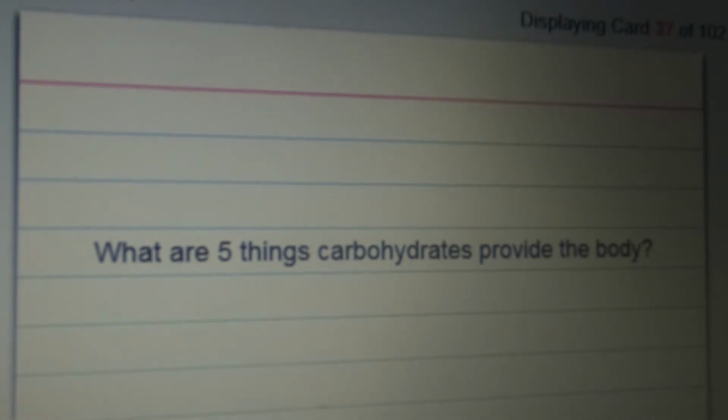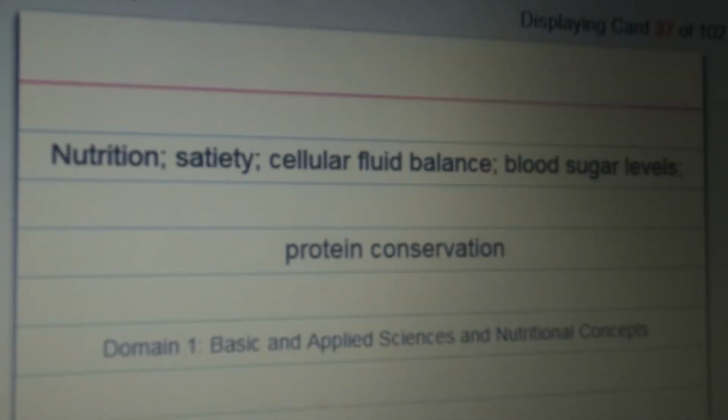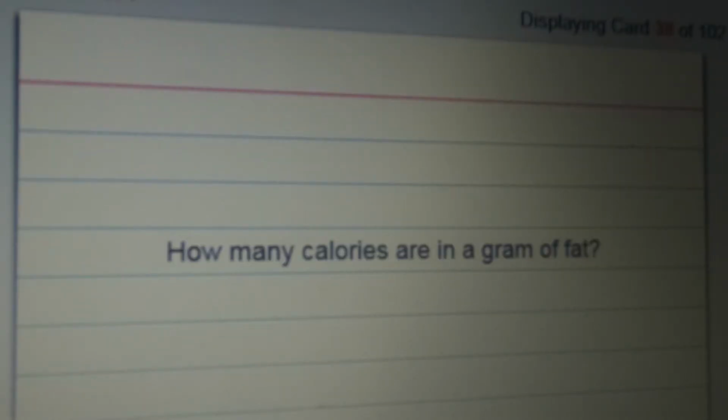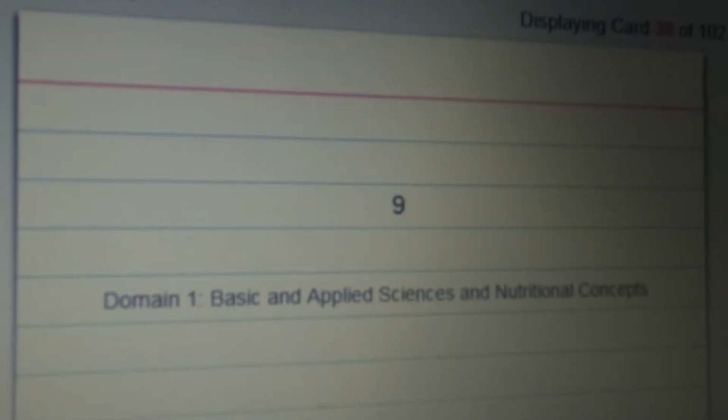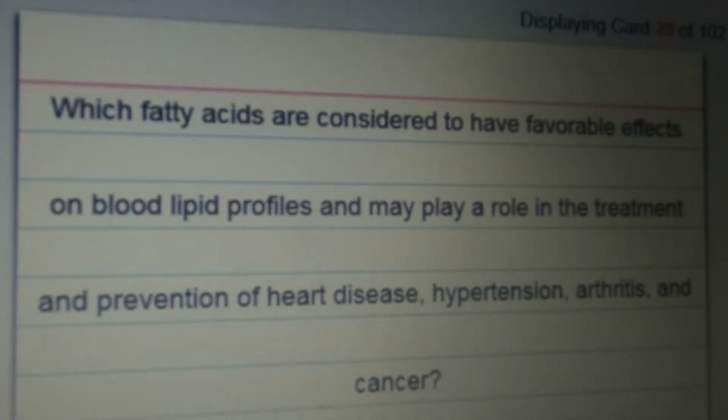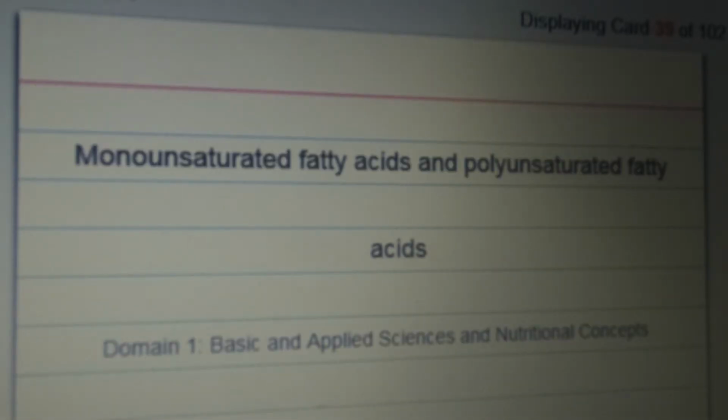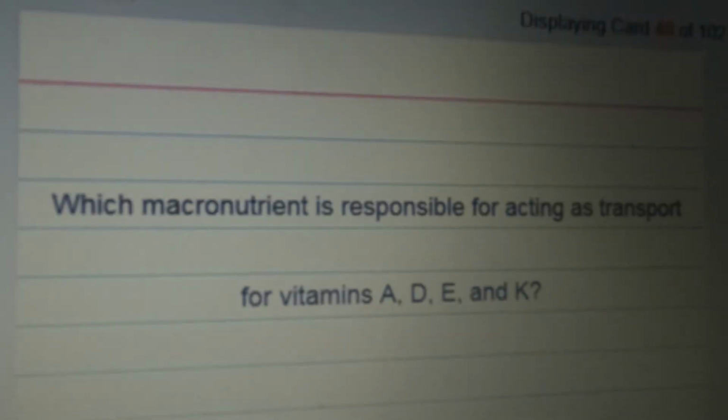What are 5 things carbohydrates provide the body? Nutrition, satiety, cellular fluid balance, blood sugar levels, protein conservation. How many calories are in a gram of fat? 9. Which fatty acids are considered to have favorable effects on blood lipid profiles and may play a role in the treatment or prevention of heart disease, hypertension, arthritis, and cancer? Monounsaturated fatty acids and polyunsaturated fatty acids.